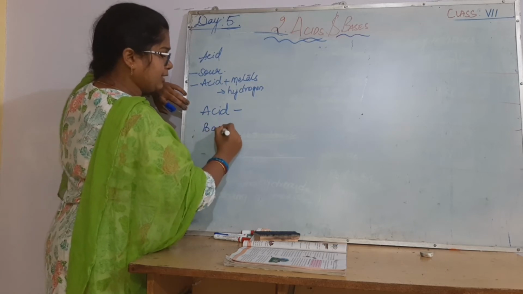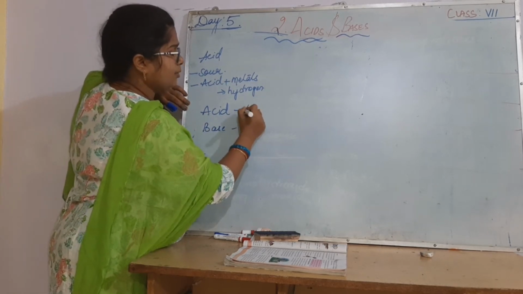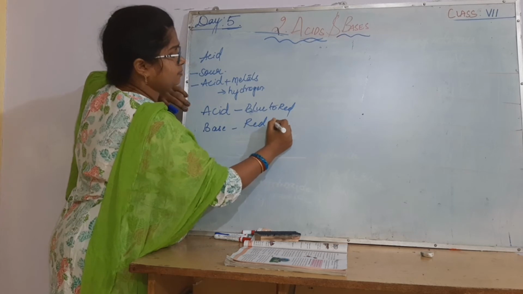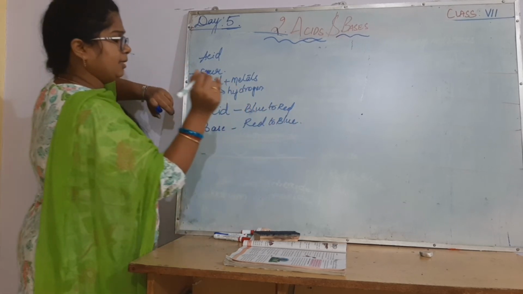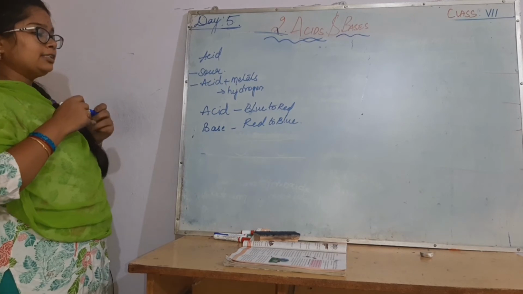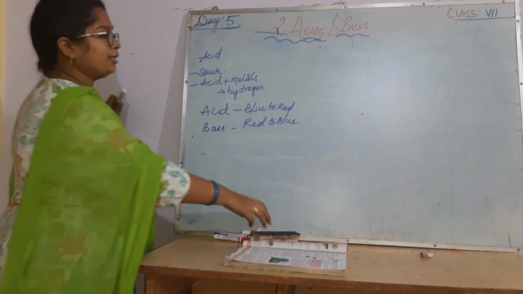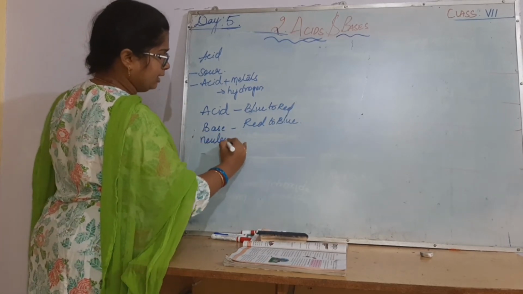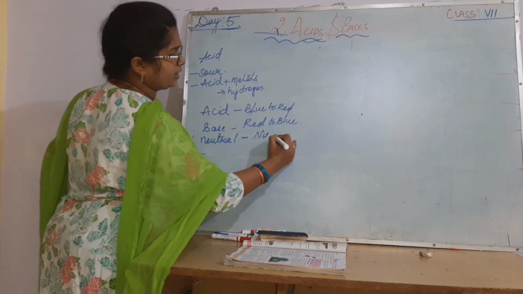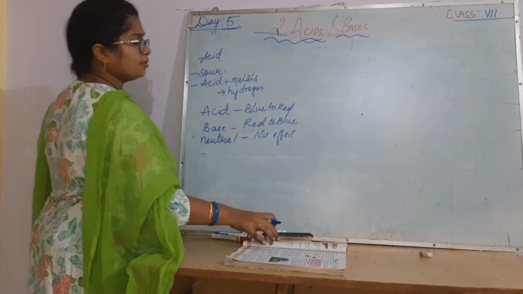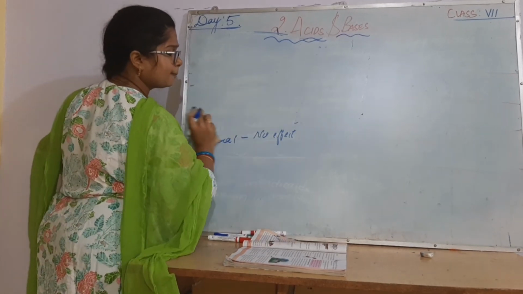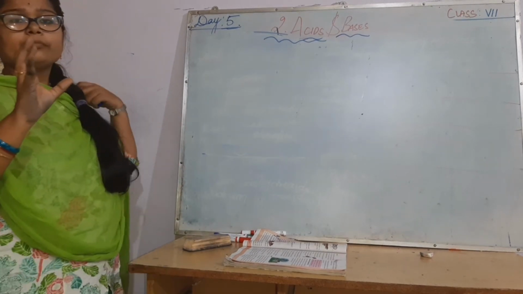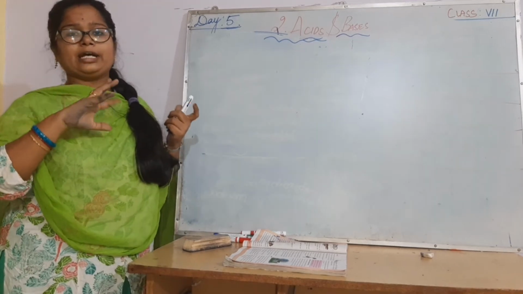Acids and bases show opposite nature. Acids will turn blue to red, and bases will turn red to blue. Got it? Neutral solutions will have no effect with any indicators. Shall I ask you one question? Can we make a neutralization solution with acids and bases?